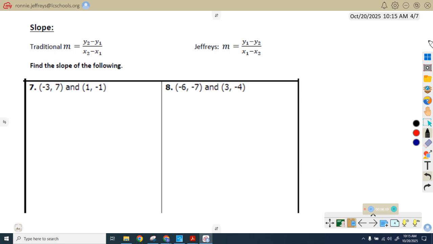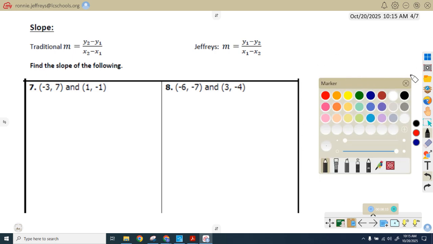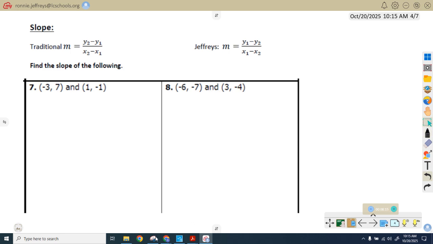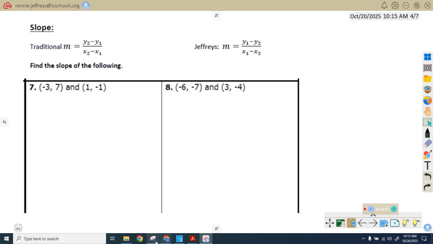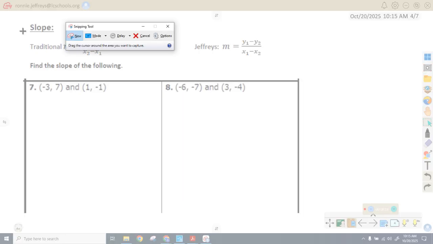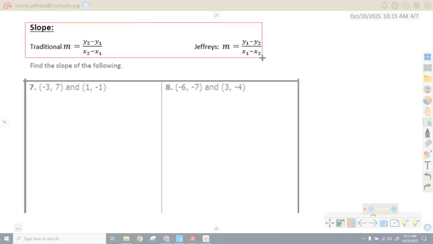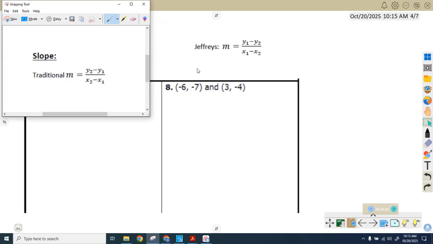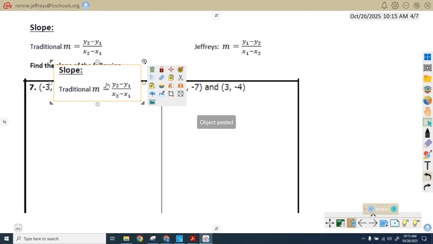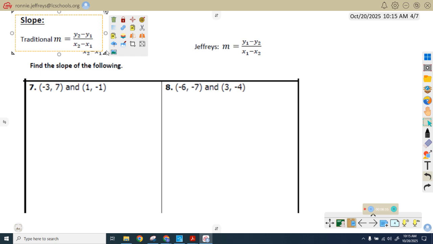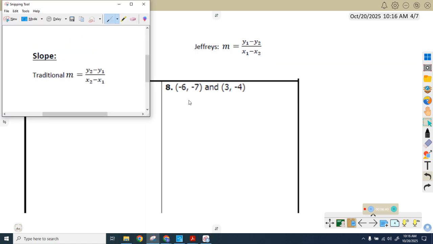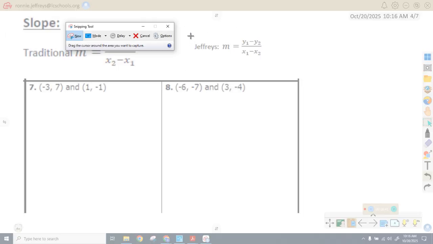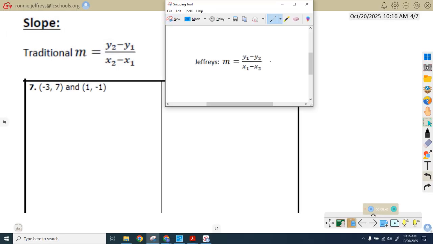Now, this right here, we're going to see if I can make this bigger here. Oh, there it is. Nope. Undo. These equations right here. You have your traditional method that you probably should have seen a lot. And then you have my method, which is basically the same thing, just a different order.